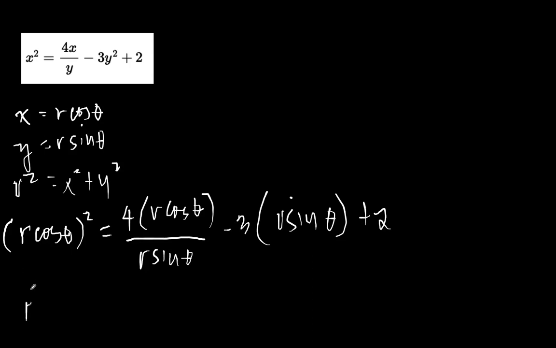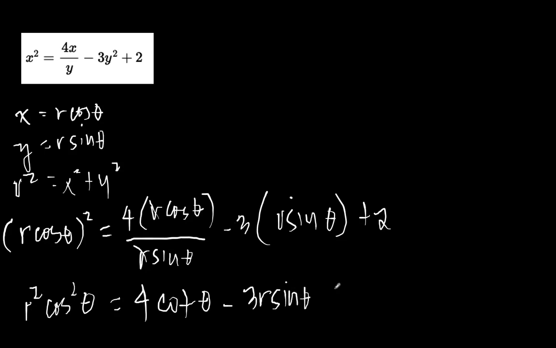So let's simplify. This becomes r squared cosine squared theta is equal to 4. Now we could simplify this, right? We could cancel out r here, so this becomes 4 cotangent theta minus 3 r sine theta plus 2. So this is now our equation that we can say is equivalent to the given rectangular equation. Oh, I see. Upon checking, this is y squared. Sorry, this is squared, this is squared, so this should be squared. I forgot that. All right, so still, this is our equation.